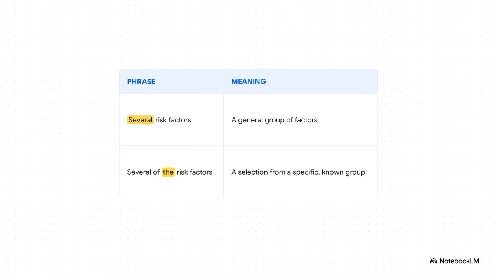Here's another one of those subtle but really powerful differences. If you say several risk factors, that's a pretty general statement. You're just talking about some factors out there. But if you say several of the risk factors, that tiny word the changes everything. It tells your audience, hey, you know that specific list of factors we've been talking about? I mean some of those. It's a tiny change that adds a massive amount of clarity.